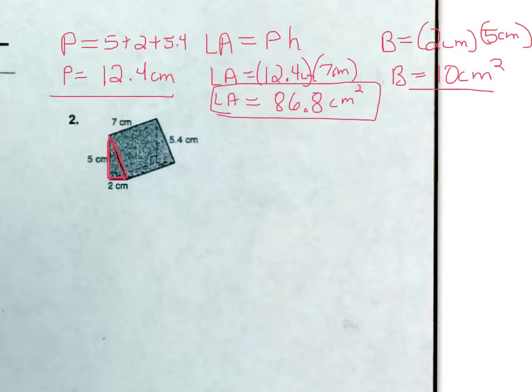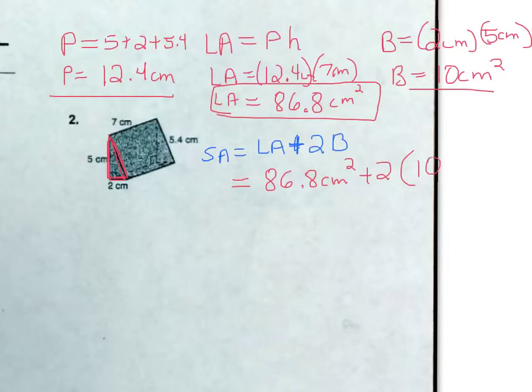Now surface area. For the surface area, all you do is get your lateral area and add 2 bases. Let me substitute the information. Lateral area is 86.8 square centimeters plus 2 times the area of one base, which is 10 square centimeters. 2 times 10 is 20. 20 plus 86.8 is 106.8, and the unit of measure is square centimeters. So that is the surface area.